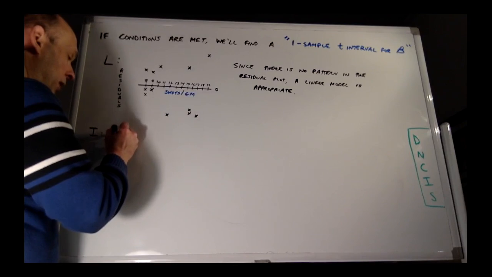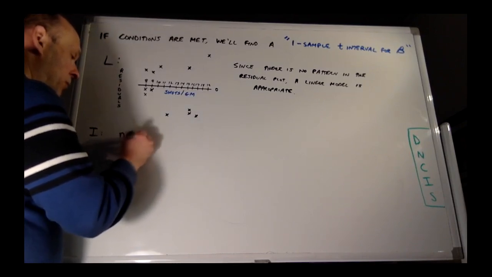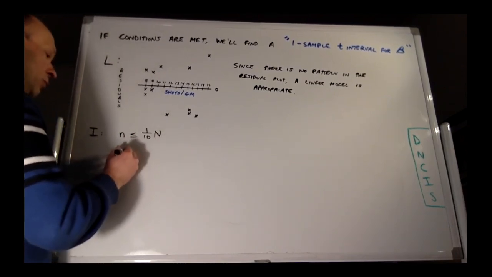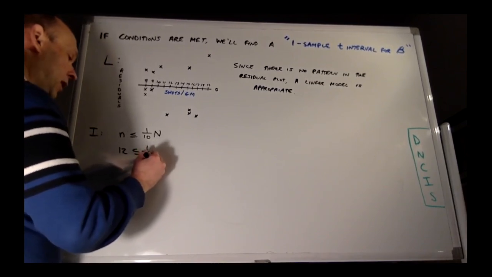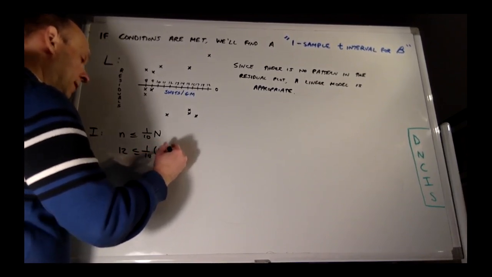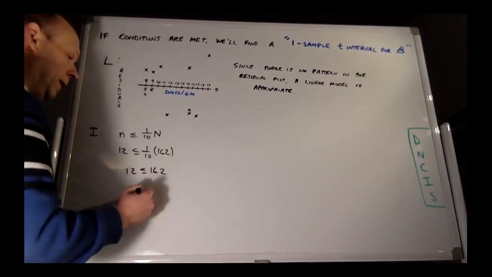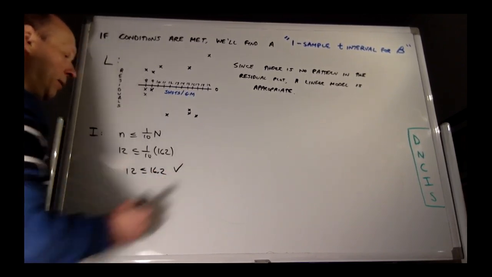So we check the 10% condition here. Is the sample size less than or equal to 1/10 of the population size? Our sample size was 12. Our population size is 162 players. That's our population. And 12 is indeed less than or equal to 16.2. So this condition is met.